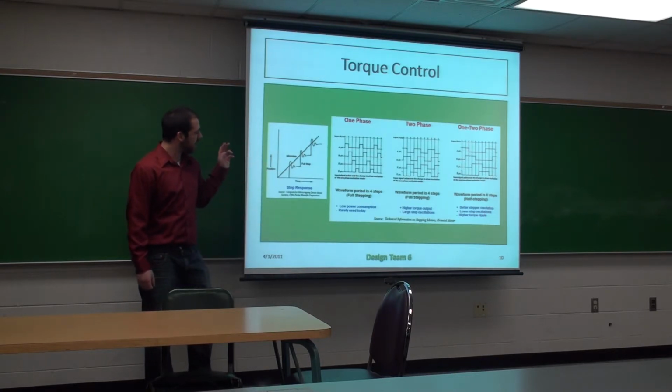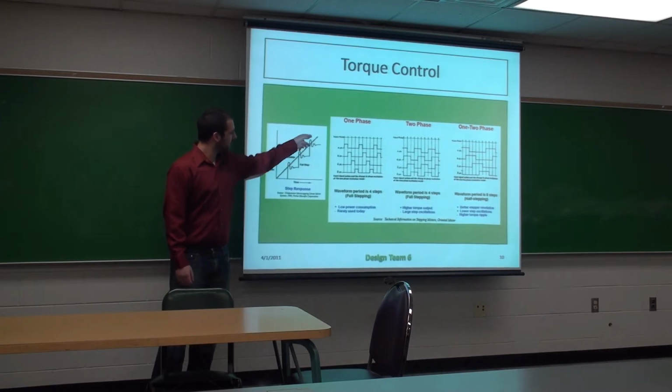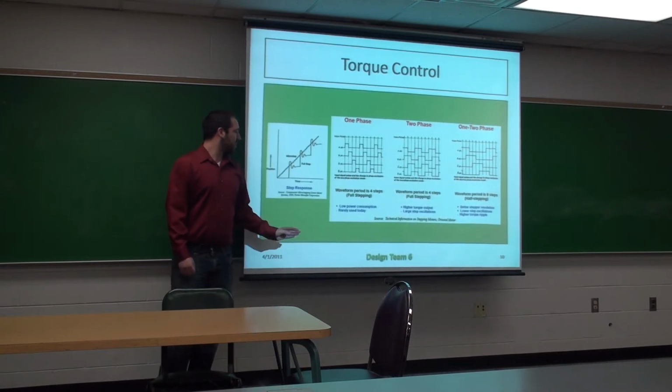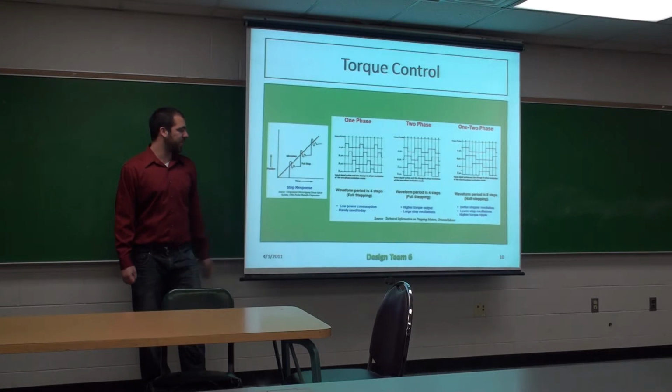This kind of shows that if you're just doing one full step, you get some overshoot and ringing. But if you're doing micro step, it's a lot smoother and you get more torque, but the accuracy starts to get lost when you go to micro step because it's harder to predict each time, so there's a little bit of inaccuracy.